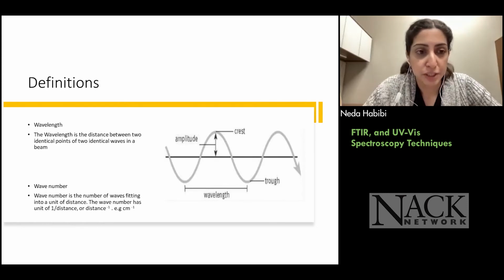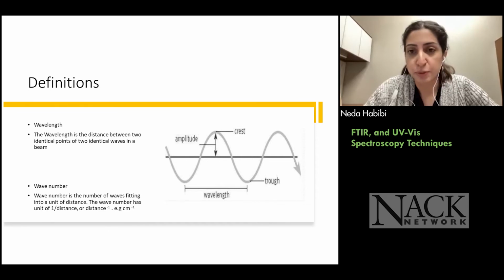So some definitions: wavelength is the distance between two points, the start point and the end point of one particular wave, and the wave number is the number of waves that fit in a unit of distance. So the unit of wave number is 1 per distance, or distance power minus 1. For example, 500 centimeter power minus 1 means in 1 centimeter we have 500 waves. In the diagram, we have transmittance versus wave number in the FTIR chart.